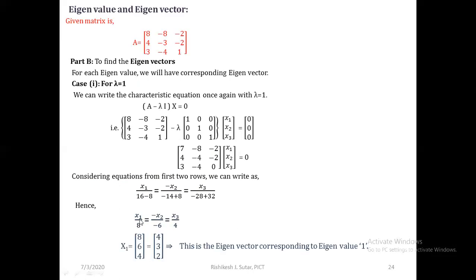So I can write x1, that is the first eigenvector, as 8, this minus minus becomes plus, so it is 6 and 4. So I got here 8, 6, 4. You can simplify further as 4, 3, 2. So this is the eigenvector corresponding to the eigenvalue lambda equal to 1.